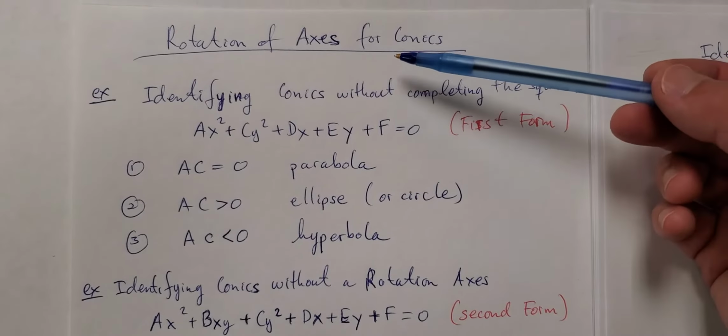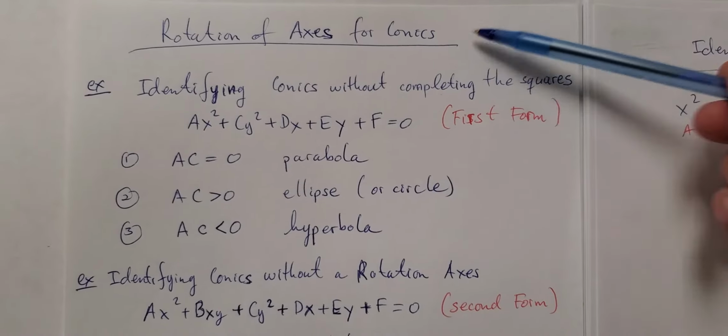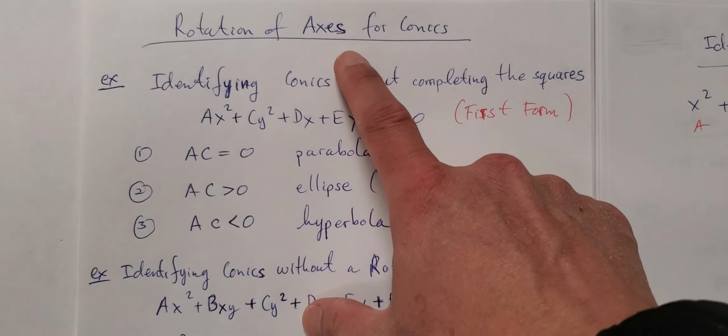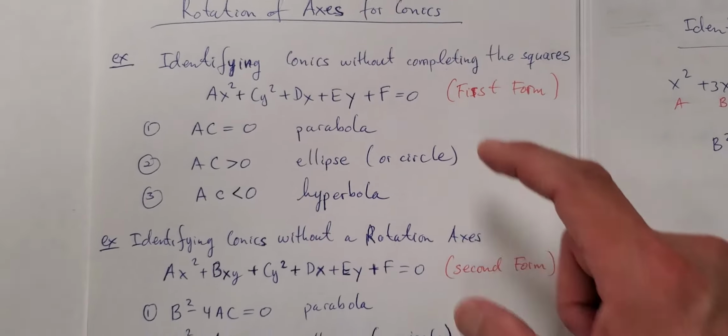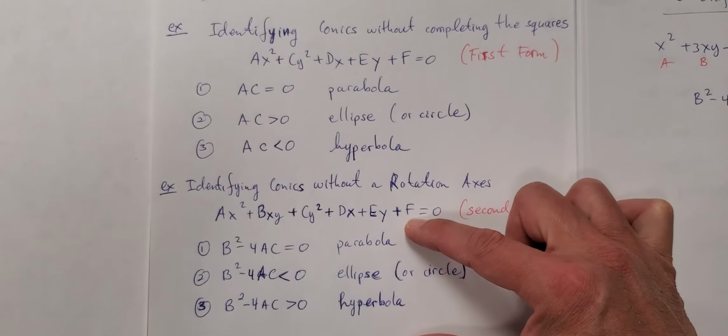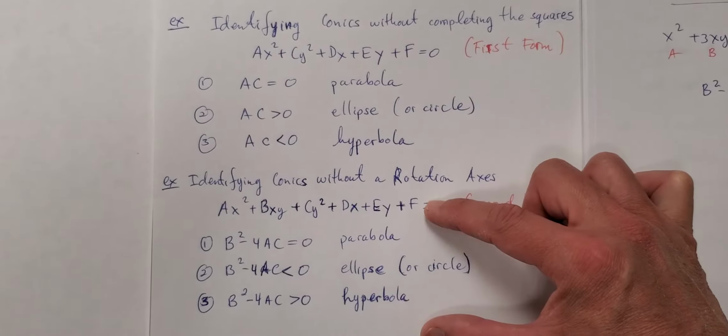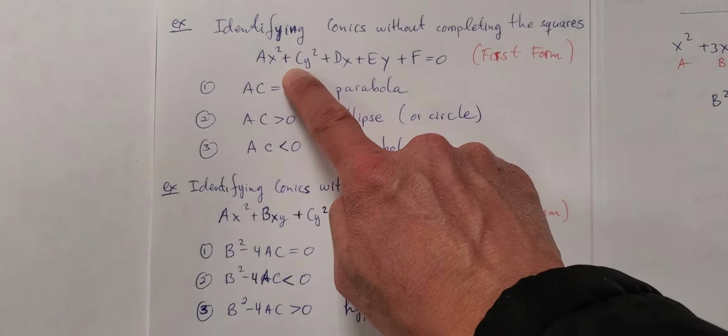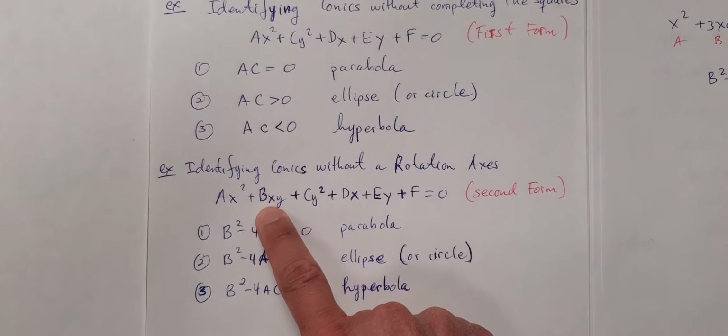This lesson is rotation of axis of conics. Okay, so rotation of axis for conics. You have two different forms, the first and the second. The difference between the first and the second is that the first does not have a B term. The second has a B term.